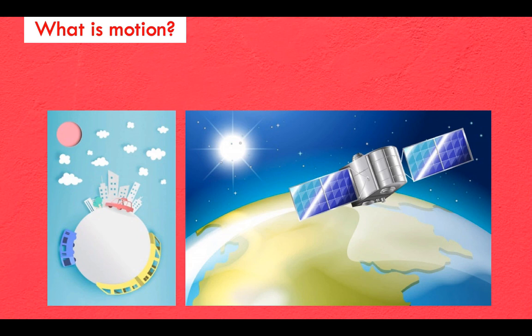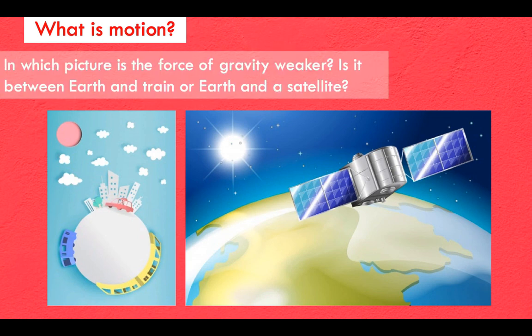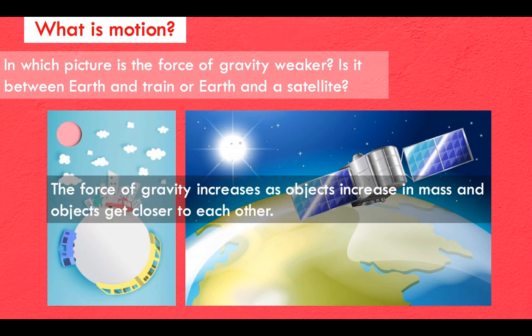Let us now compare the effect of gravity in these two pictures. In which picture is the force of gravity weaker? Is it between Earth and a train or Earth and a satellite? You're right. The force of gravity is weaker between Earth and a satellite because there is more distance between the satellite and Earth. We always have to remember that the force of gravity increases as objects increase in mass and as objects get closer to each other.